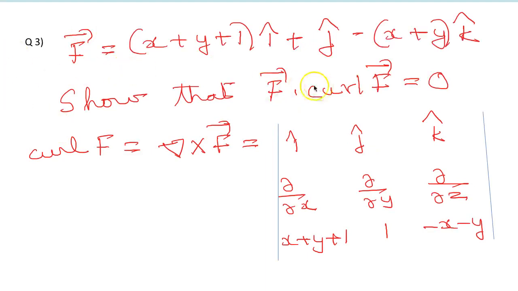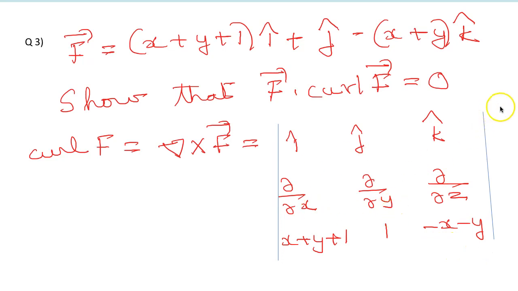Question 3. F equals (x + y + 1)i + j − (x + y)k. Show that f dot curl of f is 0. We first calculate the curl of f, that is, the cross product of del with f. So we take the 3 by 3 determinant. The first row is i, j, k. The second row is the partial derivative with respect to x, the partial derivative with respect to y, the partial derivative with respect to z. The third row is x + y + 1, 1 and −x − y.